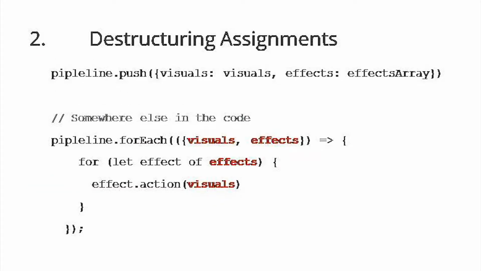It's also really cool if you're using anonymous functions or lambdas, where we can use destructuring in the actual parameters, and then access the parameters as variables. So in this example, we have a pipeline that we're pushing objects into, and then we can just pull out the properties as variables.